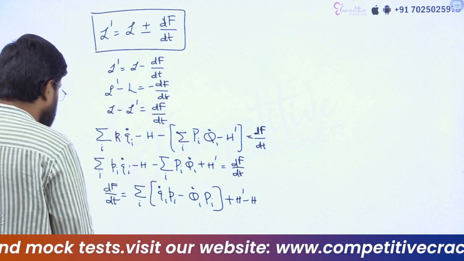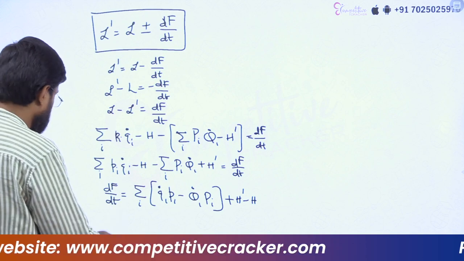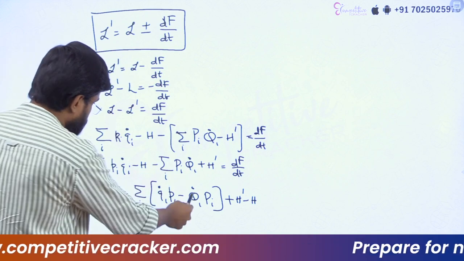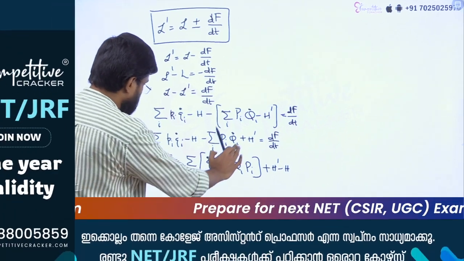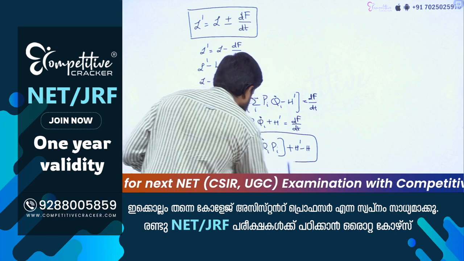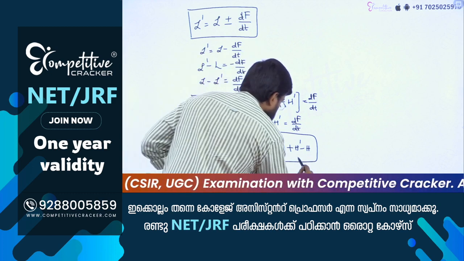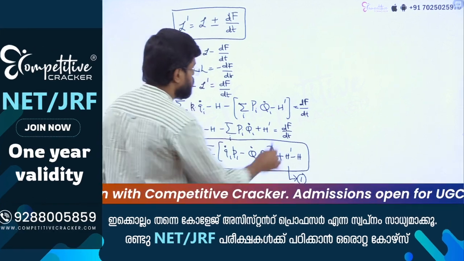dF/dt equals summation over i of (qi dot pi minus Qi dot Pi) plus H prime minus H. Let me put this in a box and name it equation number 1.